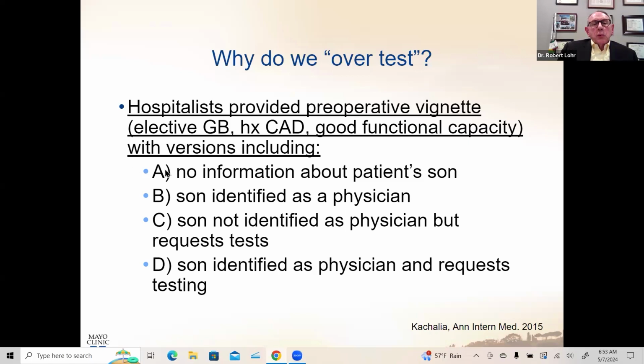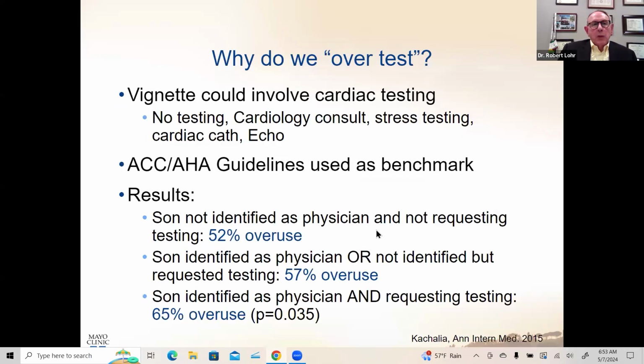So the groups were divided up so that Group A had no information about the patient's son. Group B had the son identified as a physician. In Group C, the son wasn't identified as a physician, but was asking for more testing. And in Group D, the son was identified as a physician and asking for more testing.